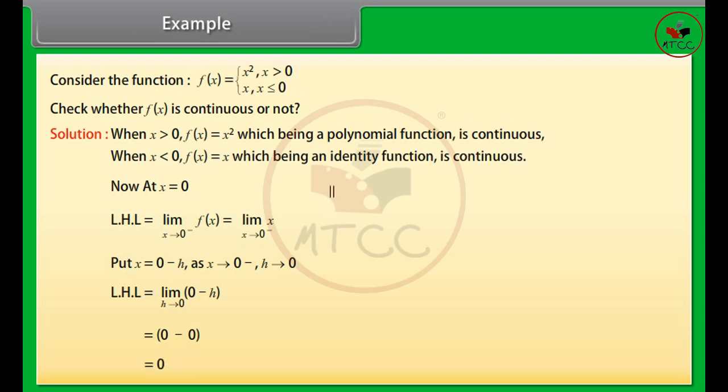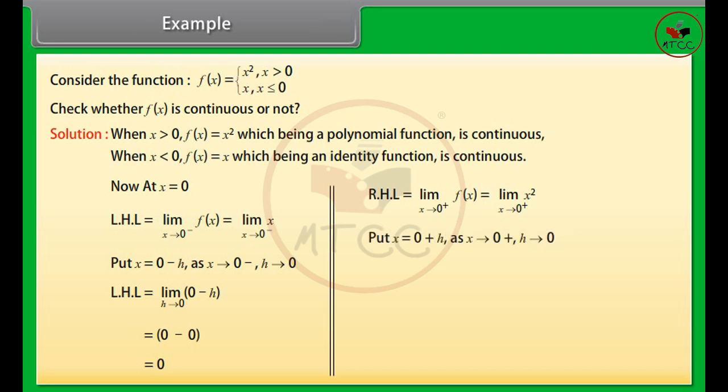Right-hand limit is equal to limit as x approaches 0 plus of f of x, which is equal to limit as x approaches 0 plus of x square. Put x is equal to 0 plus h; as x approaches 0 plus, h approaches 0. Right-hand limit is equal to limit as h approaches 0 of (0 plus h) square, which is equal to (0 plus 0) square, which is equal to 0.